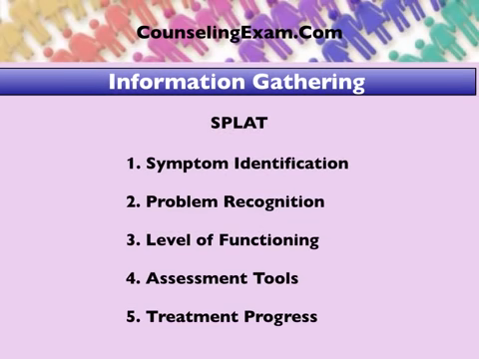So this is how I remember the information gathering, what you need to know. So you can see this is much more complex than just knowing the diagnosis for the DSM-5. So information gathering, SPLAT: symptom identification, problem recognition, level of functioning, assessment tools, and treatment progress. These are all areas that you need to be competent in.